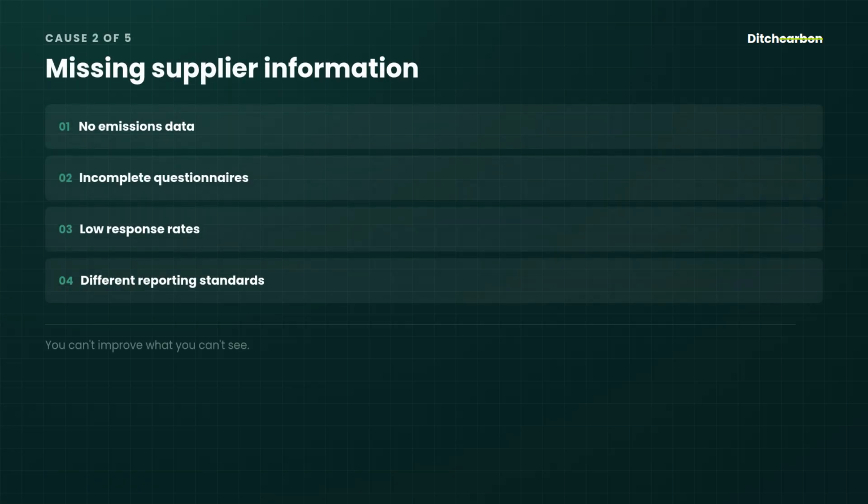Mistake 2 is missing supplier information. Most organizations only receive emissions data from a small share of their suppliers. Some haven't started measuring yet, others report using different standards. Some simply don't respond. Every missing supplier response creates another assumption in your inventory. The fix isn't expecting every supplier to report overnight. It's prioritizing the suppliers who matter most and steadily improving coverage year after year.